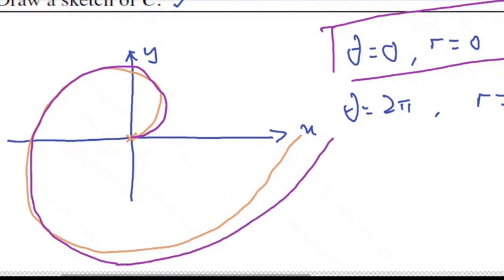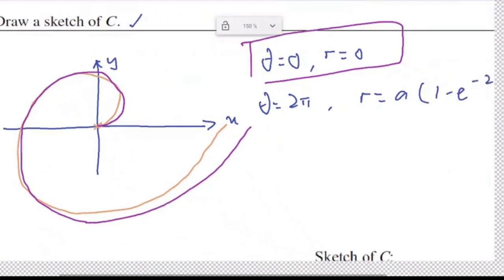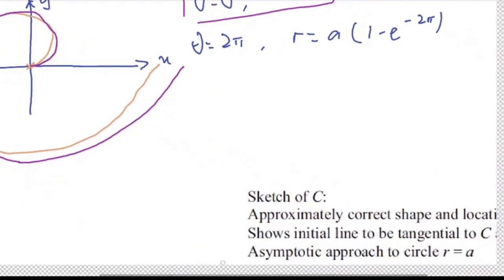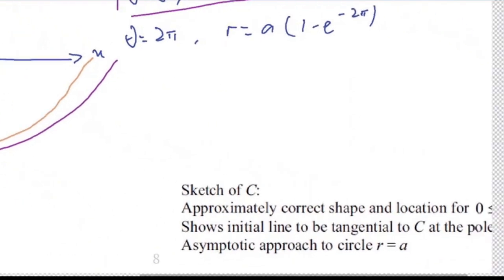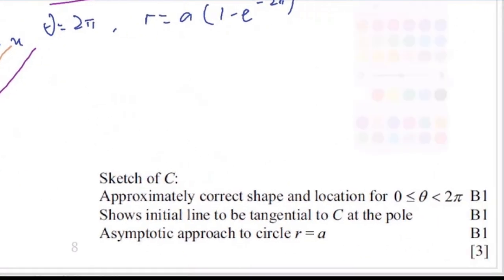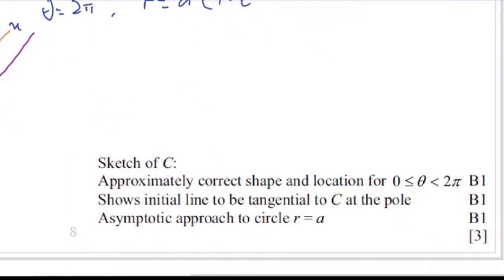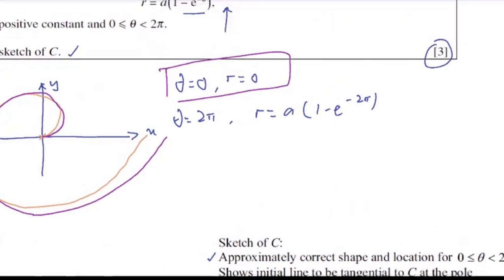Okay, so if you look at this one, let's see how it is considered in the mark scheme. There are some special things that we want to look at here. The first one is approximately correct shape and location. I think a lot of us can actually get this mark, as long as we know that when theta equals 0, r equals 0, and then r just keeps increasing. I think we can get the marks here.